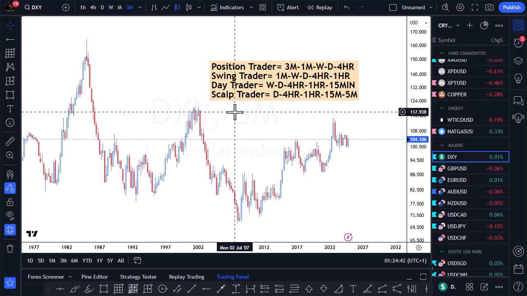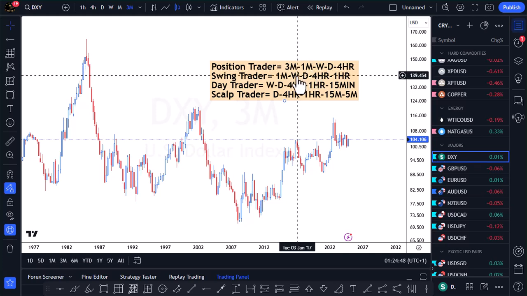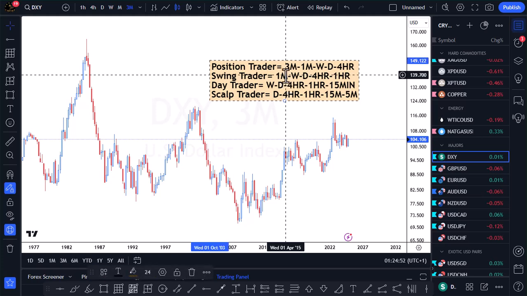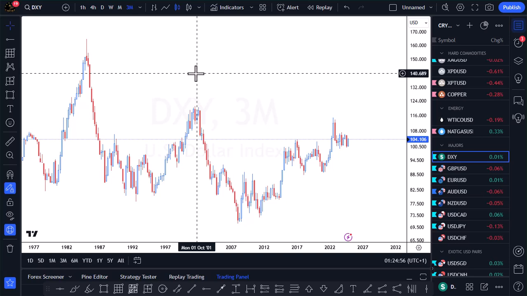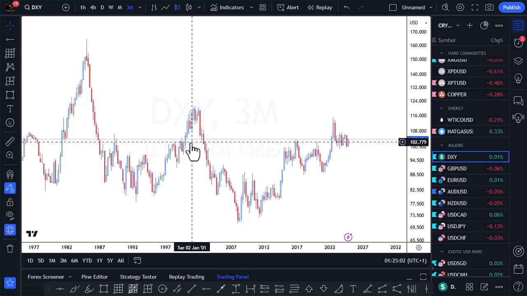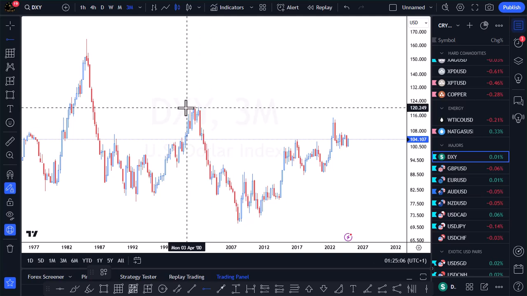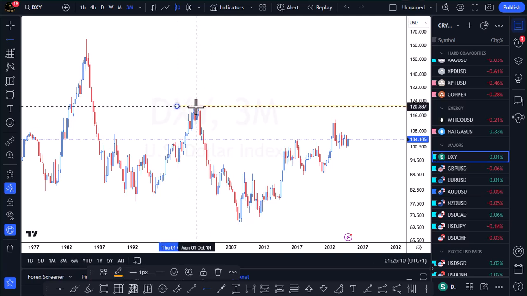Now, in this tutorial, I'm going to relate my key level structure from the 3 months to the 1 month, from the 1 month to the weekly chart, because I am a position trader and a swing trader. All right, now let's get that started right now. So we delete this. Now, this is the 3-month chart of the DXY. Now, if I open my chart and then I want to mark my key level structure, this is what I'm going to do, right? So I mark my key level structure right from the high swing here.